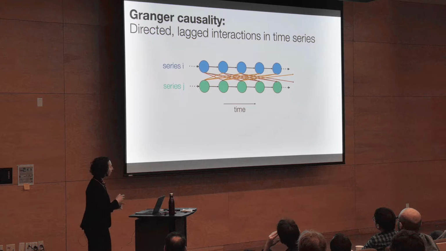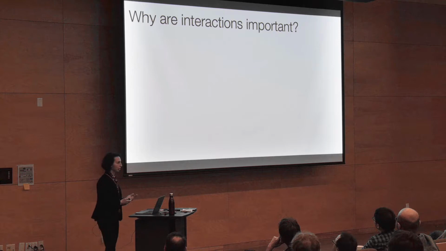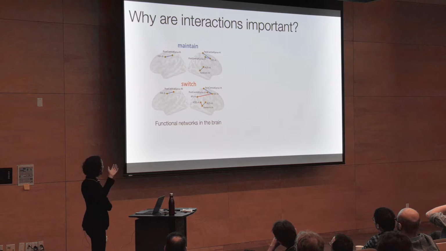So, out of all these sets of interactions, the question is which ones are informative of the evolution of this process. Okay, so why are interactions important to study in the first place? Why do we want to do this? Well, in a lot of applications, especially scientific ones, like the ones that we've discussed so far, it is the direct question of interest.